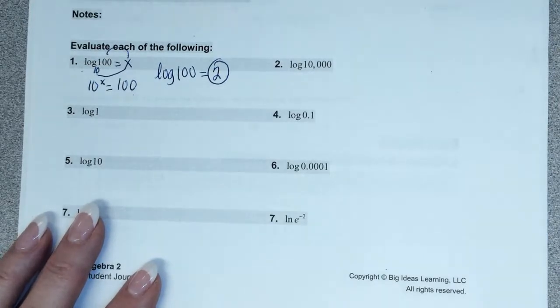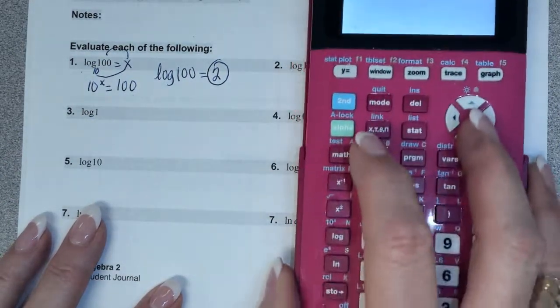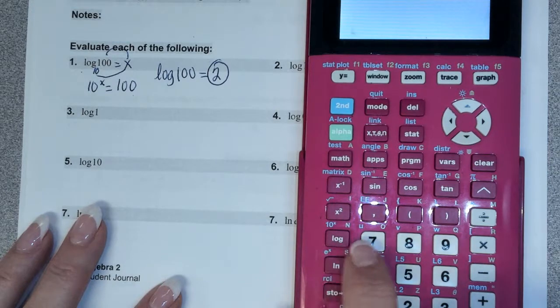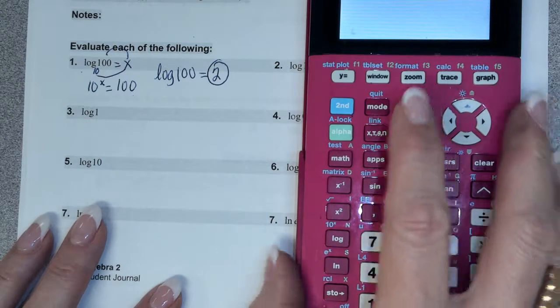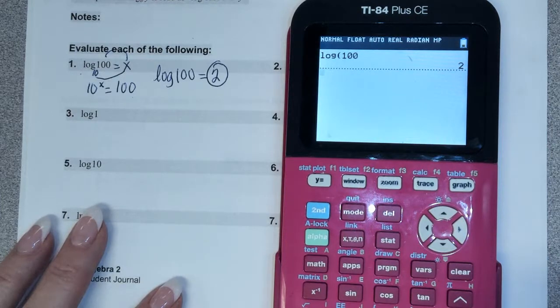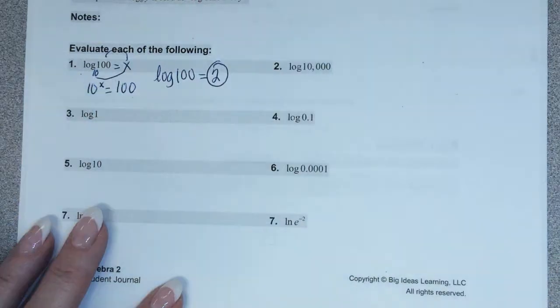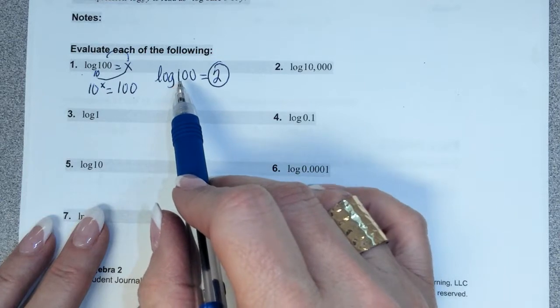I'd like to show you how to do that on your calculator. Get out your calculator. Find the log right here by the number 7. And just hit log 100 and push enter, and it tells you the answers too. So we can use our calculator to compute logarithms, but I expect you to be able to figure out logarithms without the calculator as well.